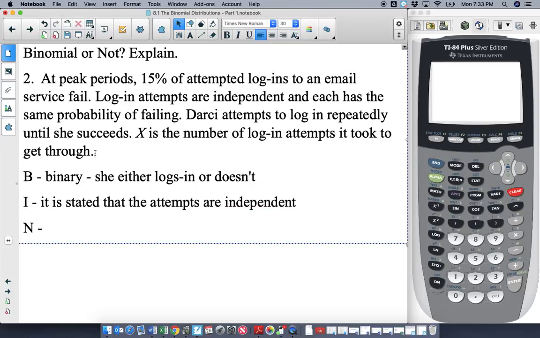For the N, is there a fixed number of trials? No. It says X is the number of login attempts it took to get through. There is not a fixed number. She's not trying 25 times and counting the number of times out of 25 she logged in. She's just counting until she succeeds. That's the difference between a binomial and a geometric, which we will talk about in section 8.2. So no, there is not a fixed number of trials.